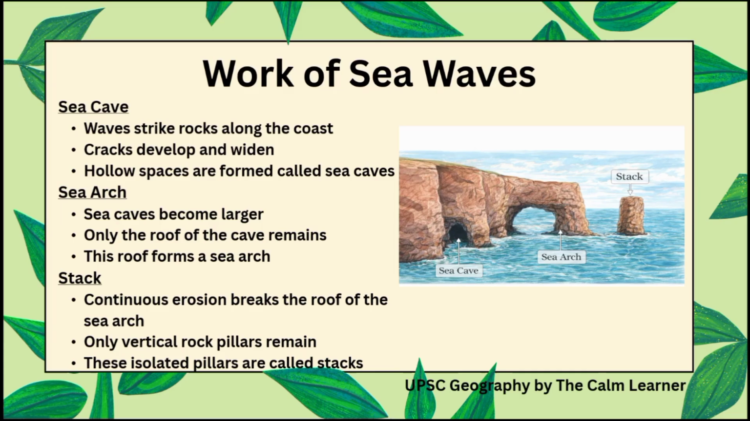Now, let us understand how sea waves create different landforms along the coast. First, we have sea caves. When sea waves continuously strike the coastal rocks, small cracks develop in the rocks. Over time, these cracks widen due to constant wave action and hollow spaces are formed. These hollow spaces are known as sea caves.